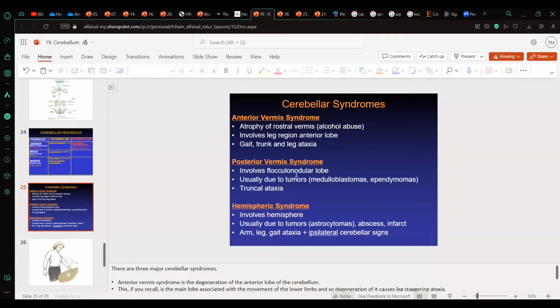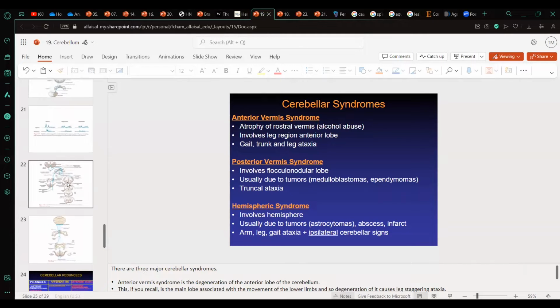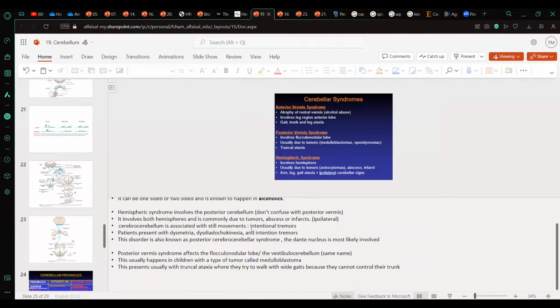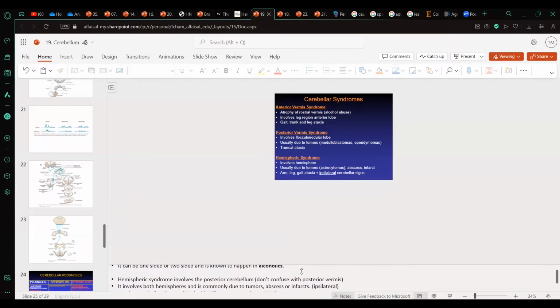It doesn't necessarily rule out posterior vermis, which is why you'd want to look in further and then properly localize it. But posterior vermis syndrome would present more with tumors, whereas anterior vermis would present more with alcohol. And the difference in ataxias being just truncal versus gait and truncal as well. And yeah, okay, that makes sense. Thank you.